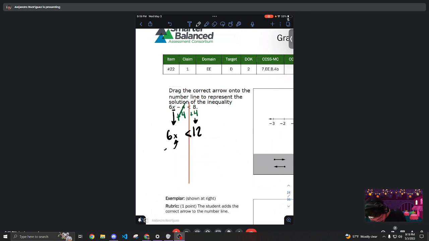It's being bothered by this annoying 6. So let's go ahead and kill off this 6. 6 right here, we have the number next to a variable, so it's multiplying. So how do we get rid of a multiplying number? What's the opposite of multiplying? In this case, it's dividing. So I'm going to divide both sides by 6. 6 divided by 6 is just 1, so I'm just left with x is less than 12 divided by 6, which should be 2. So the inequality is x is less than 2.